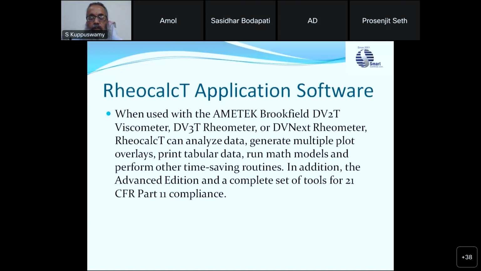And there are 2 versions of RheoCalc. One is a standard version and one is the compliance version with 21 CFR compliance.